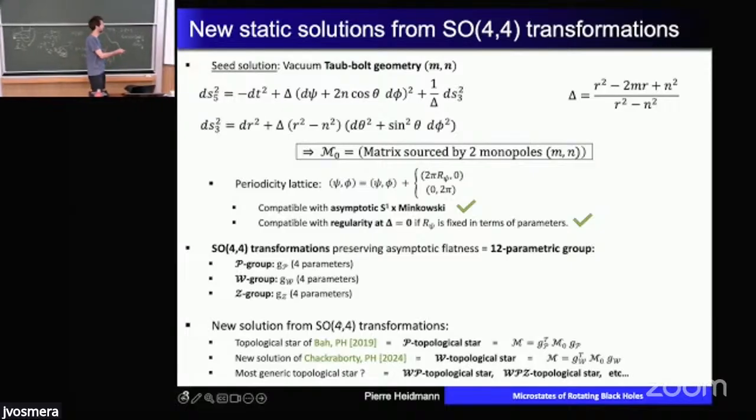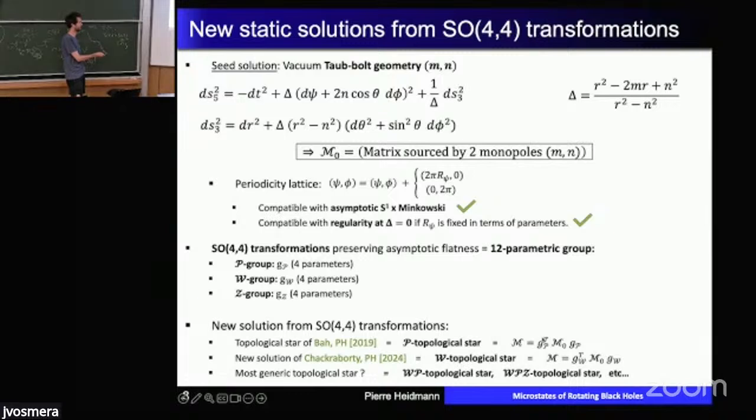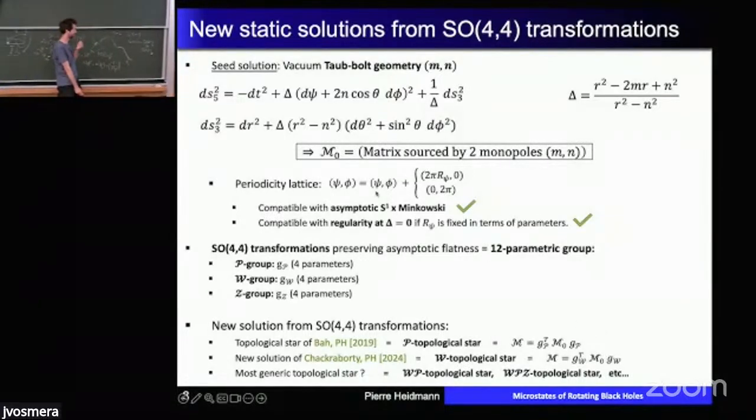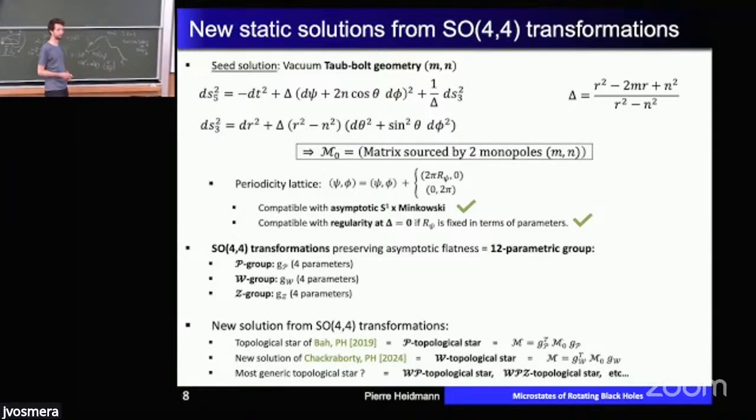So we showed that the topological star I constructed with IBU is simply the group applied to this guy. So you can obtain the M of the topological star by just multiplying by a group element of this SO4 transformation. Then we build a new solution, which I will summarize in a moment, which can be considered as the W topological star, where you apply the W group element on top of the top bolt. And you can build a more generic topological star. It will be uglier and uglier as you apply more elements. But at the very end, you can have a very complicated multi-parameter solution.